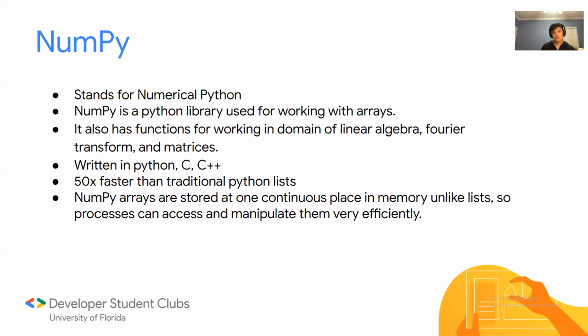Talking about NumPy just a bit more. NumPy stands for numerical Python. Like I said, it's a library used for working with arrays. It can do all sorts of stuff like linear algebra, work with matrices for your transformations. It's actually written in C, and then it was imported to Python. It's really, really fast at what it does.